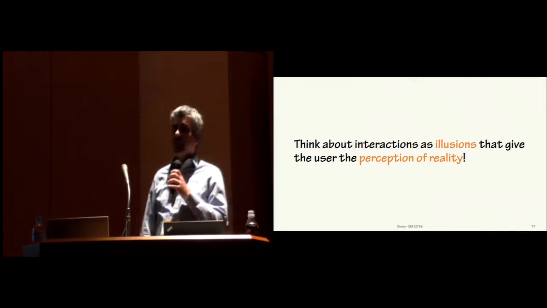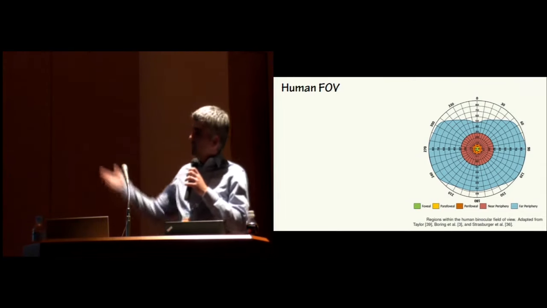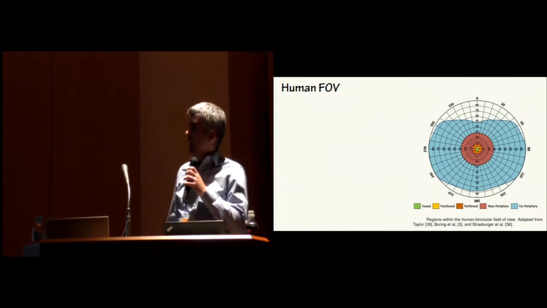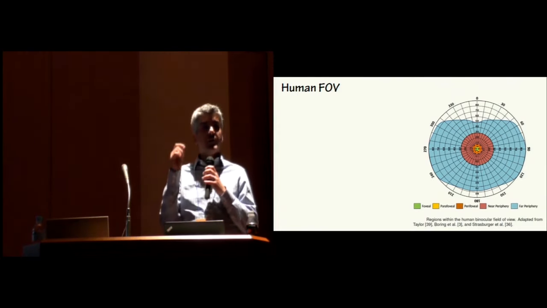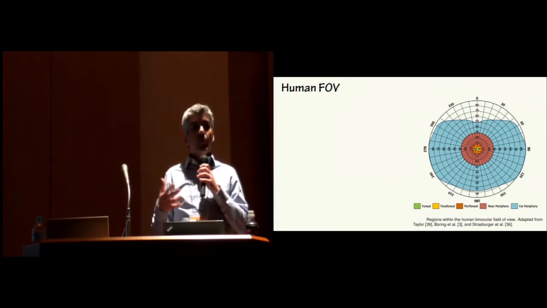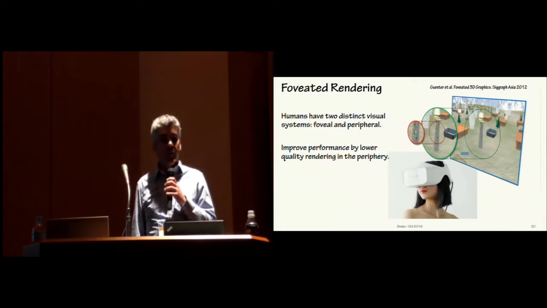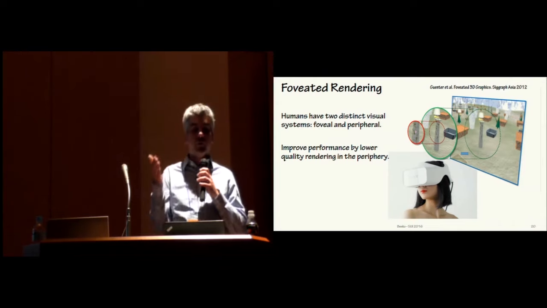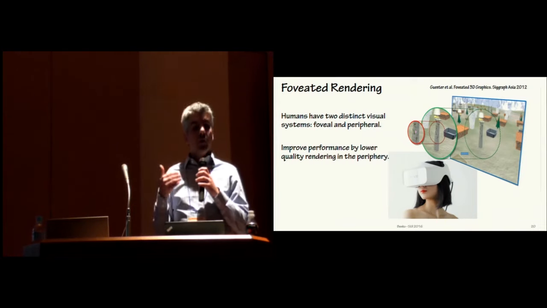Now, that's all kind of fine and theoretical and interesting. I want to drill down and show you some examples. So this is a sketch of what the human field of view looks like. It stretches basically 190 degrees left to right, horizontally, but only a small portion of that full binocular field of view is something in which you're able to read text. There's some sort of foveation. A good example of a perceptually driven user interface would be one of the canonical examples of foveated rendering, where you apply the fact that we have two distinct visual systems, foveal and peripheral, and you can improve performance and lower the bandwidth by lowering the quality of rendering in the periphery.